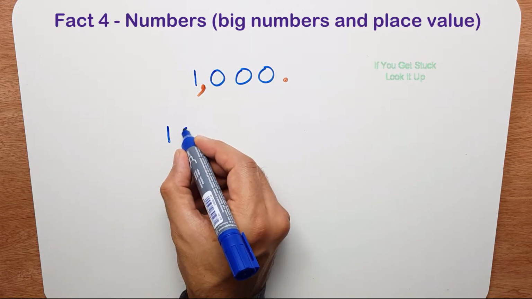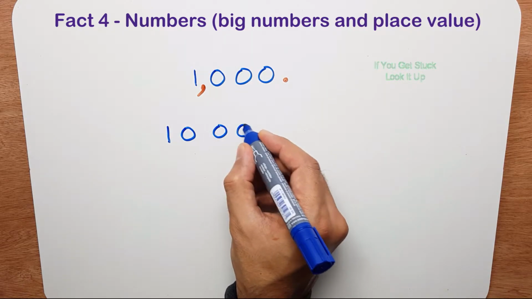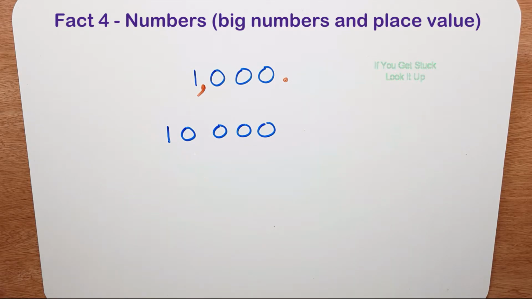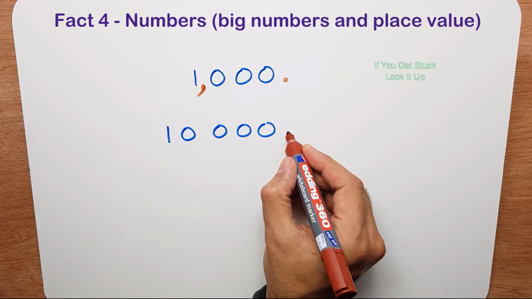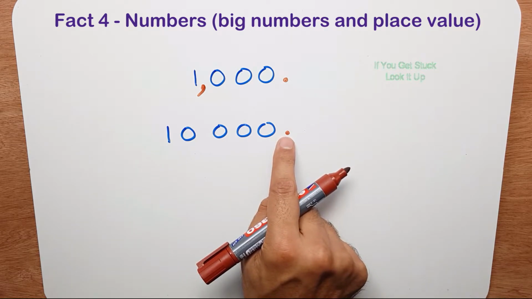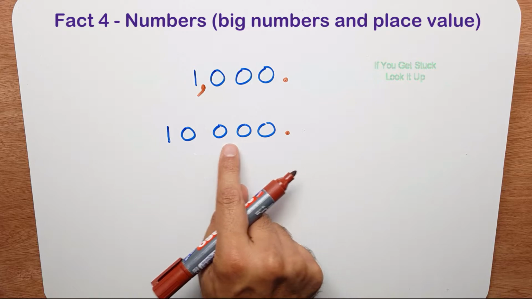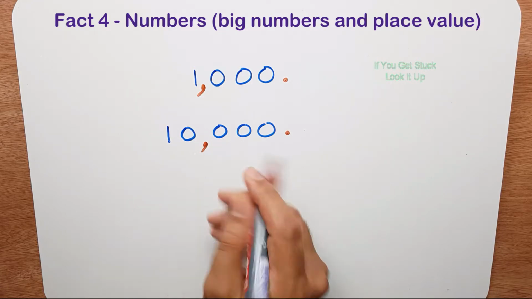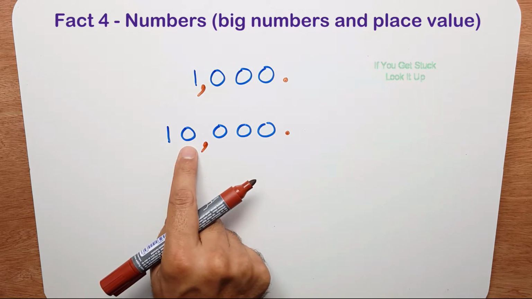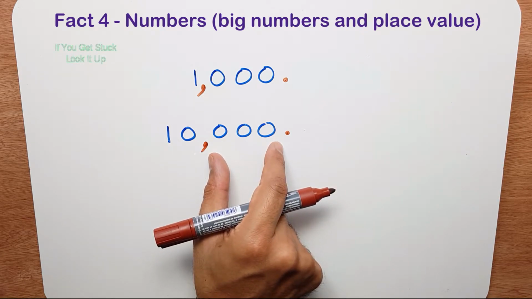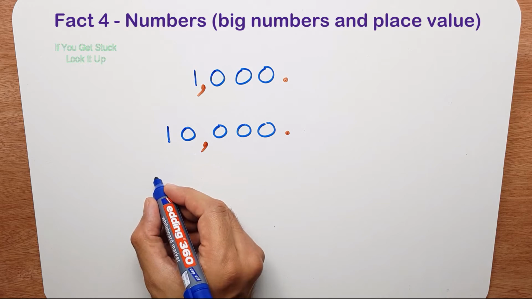Let me do another one. So 1, 0, 0, 0, 0. So in my mind, this is my number and the decimal point is there. So all I do, I go 1, 2, 3, comma. So this is my thousands. So I read this as 10,000.